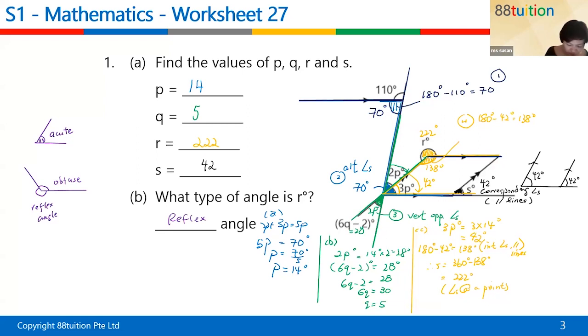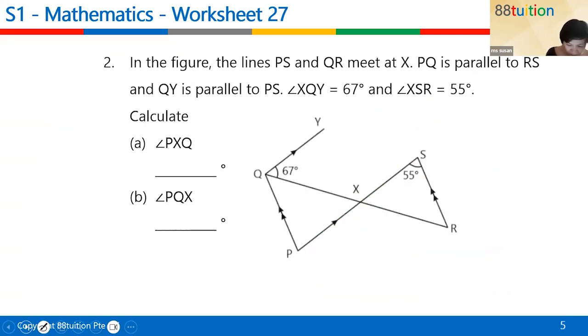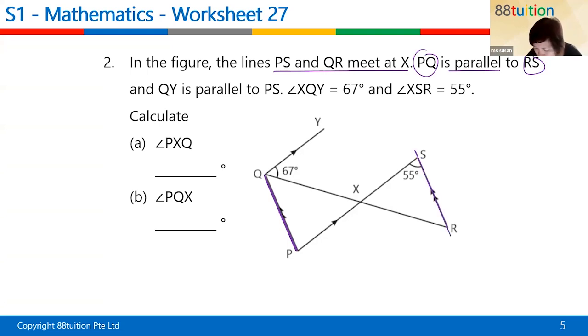Okay, next question. In the figure, the lines PQ is here. Let's read carefully. PQ and QR meet at point X. QR is here, meeting at point X. Okay, so that is where they meet. PQ is parallel to RS. So PQ and RS, I circle this line as well, and they are parallel.